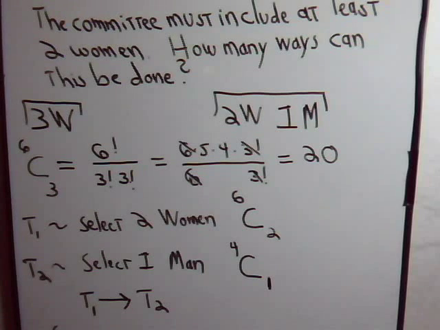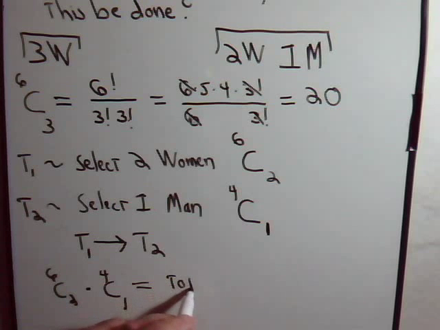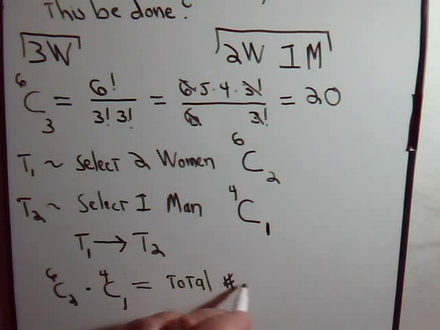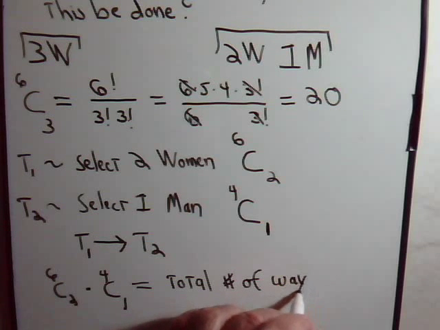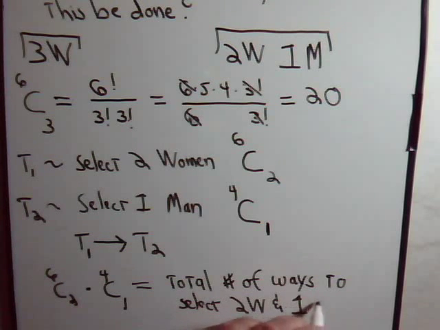So the number of ways that we can perform task T1 is this, times the number of ways that we can perform task T2. That will equal then, this is the number of ways that we can perform task T1. This is the number of ways that we can perform task T2. Select 2 women, select 1 man. Multiply those together then using the fundamental counting principle, and that will equal the total number of ways to select 2 women and 1 man. This is just using the fundamental counting principle again.